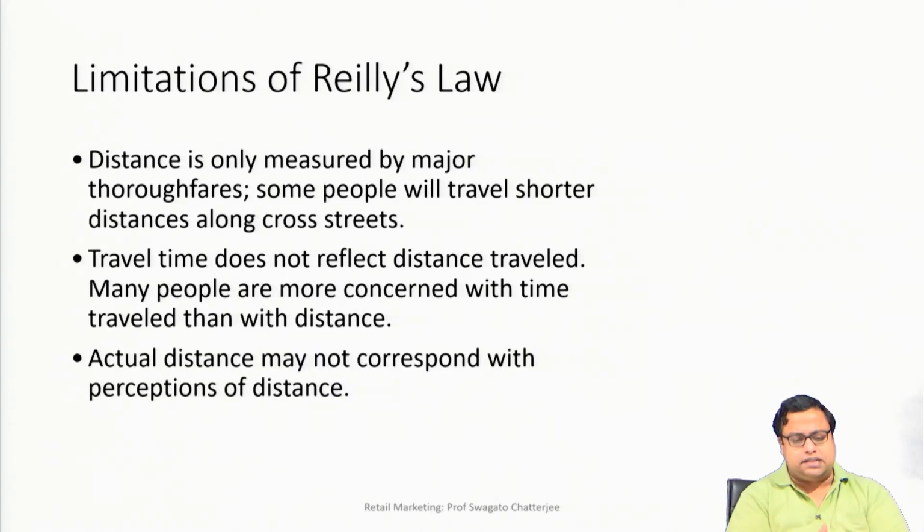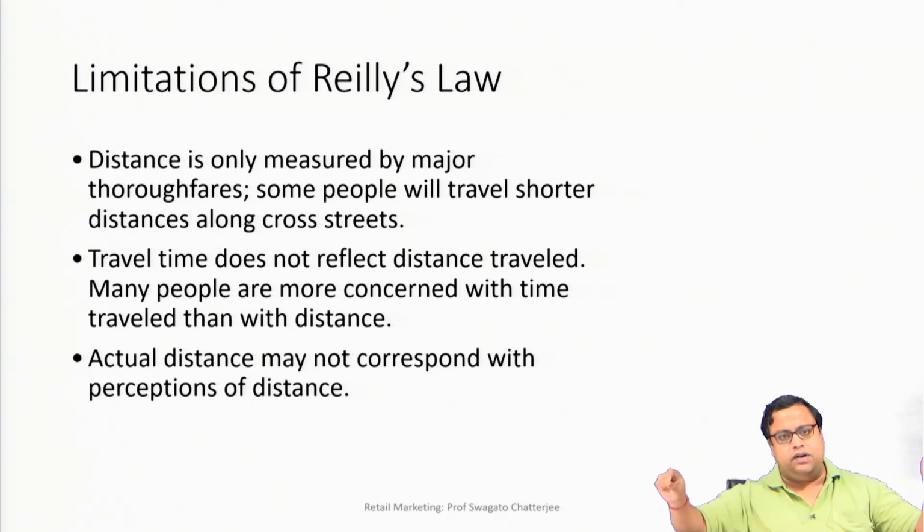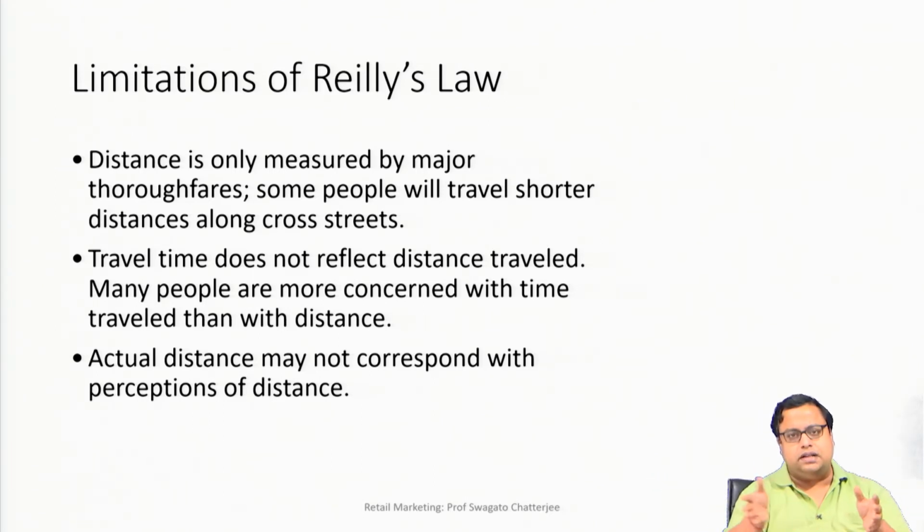So, what are the limitations? Distance is only measured by major thoroughfares. Some people will travel a shorter distance across cross streets. So you are only measuring the highway. You are not measuring whether there are shortcuts available. That is number one. Travel time does not reflect distance traveled. Many people are more concerned with the travel time than the distance.